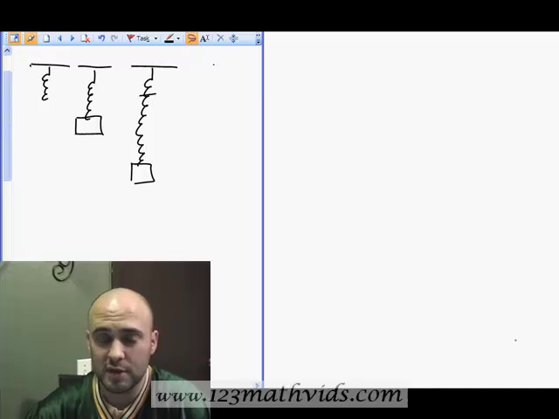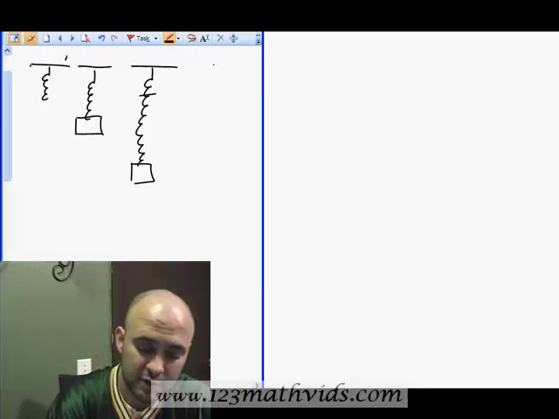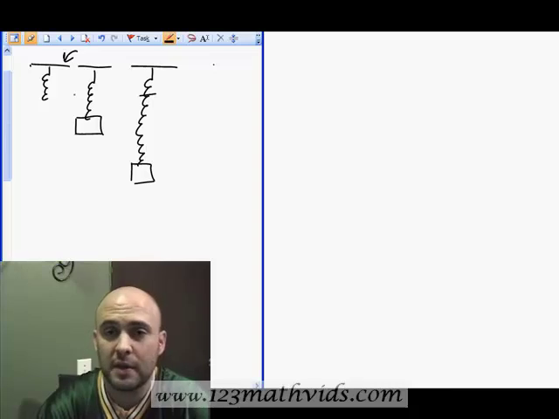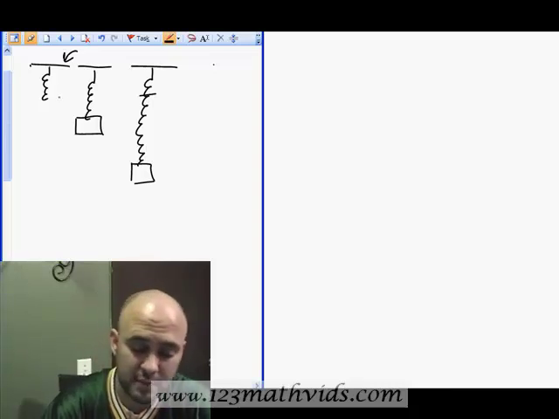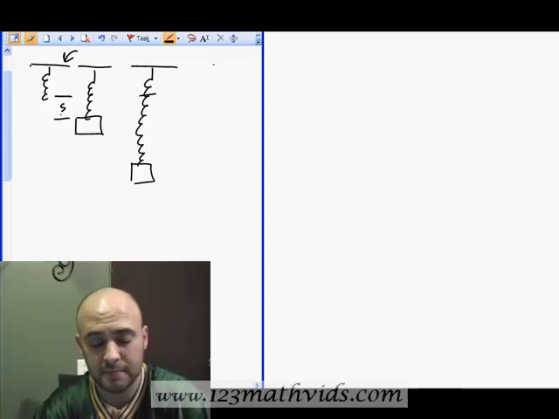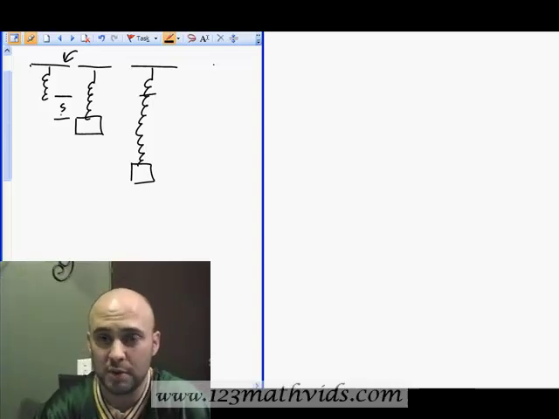So to start off with, we need a spring. First picture here, I have a spring. I'm going to take that spring and attach a weight to it. That weight is going to pull it down some distance, which I'm going to call S. Eventually, it'll come to rest there at equilibrium.